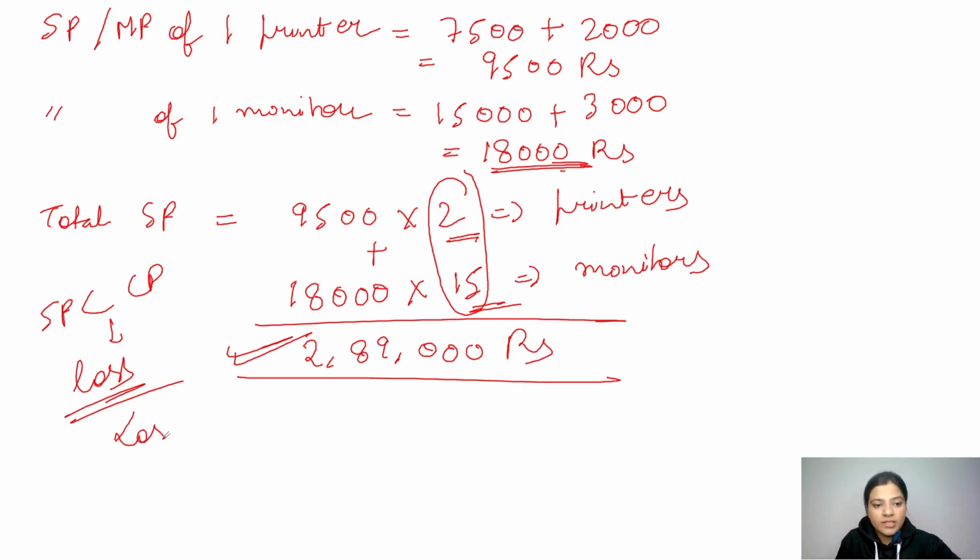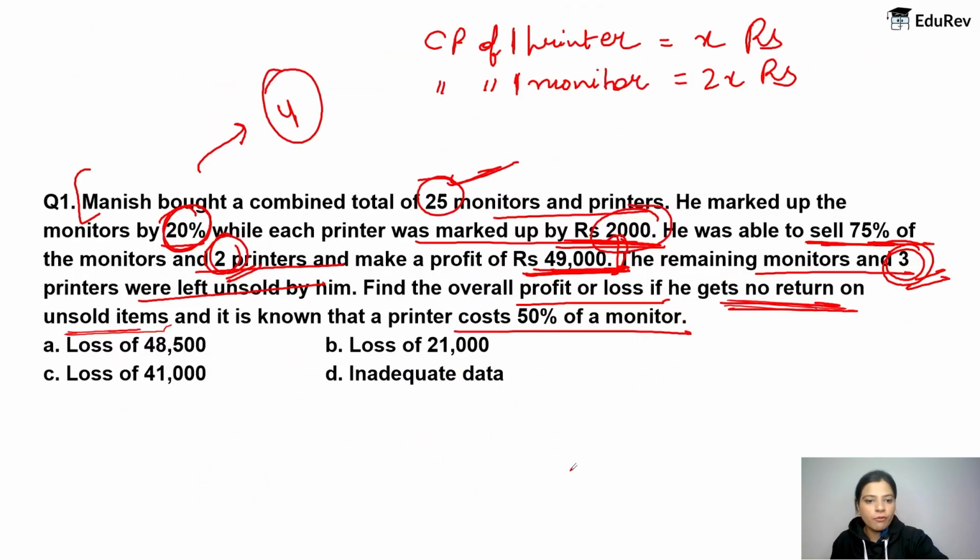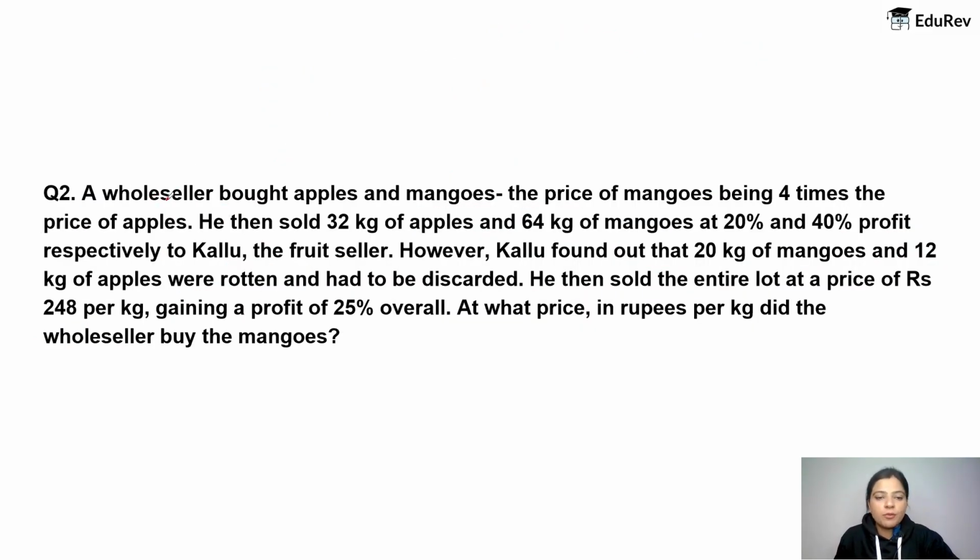Now how much loss will this be? This is CP minus SP. So CP over here is 3,37,500 and SP is 2,89,000. When you solve it, you get 48,500. So this is a loss of 48,500. So that is option A. You can see the question is very easy to comprehend, should not take more than 4 minutes, doing all the comprehension and solving together. Okay, so now let's move to the second question.